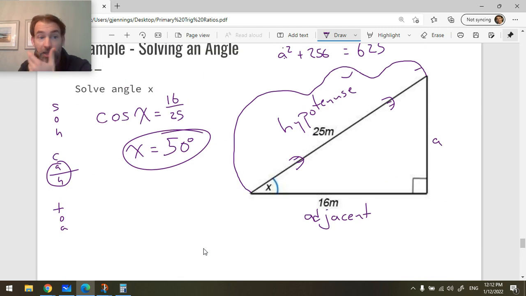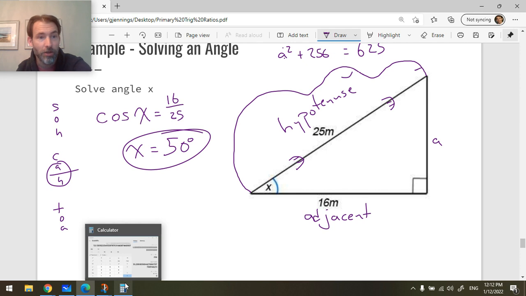Do people want to see another example, or do you want to see a word problem? Or are you ready to get started on your practice?